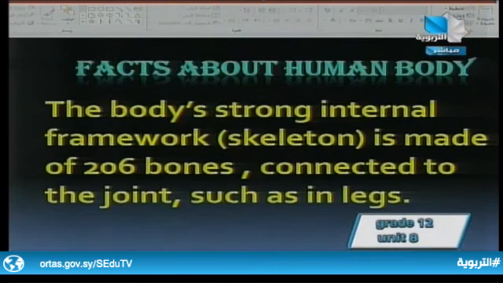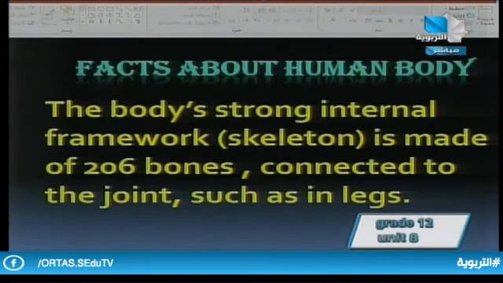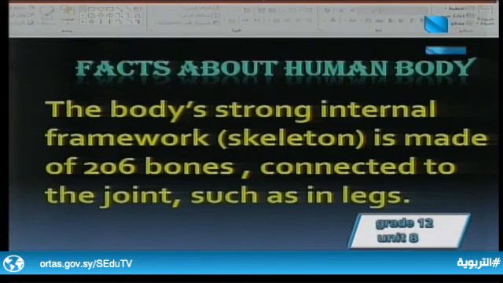This skeleton is made of 206 bones connected to joints, such as in the legs. As you know, my dear students, we can't move our hands or our fingers without joints. So joints are very important in the body. Without them, we can't move our legs, our hands, or anything in the body. So these are the joints.